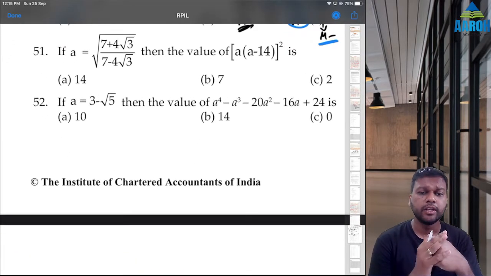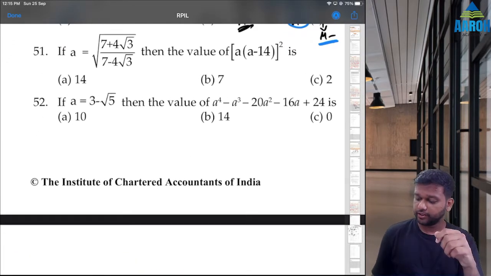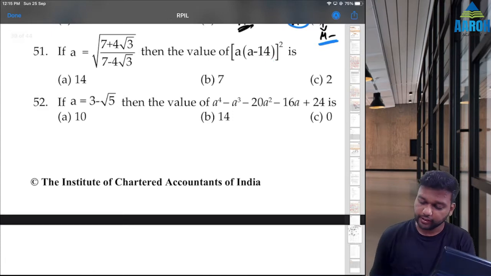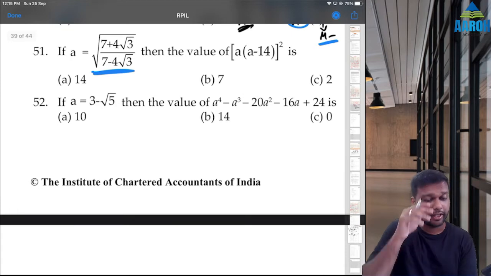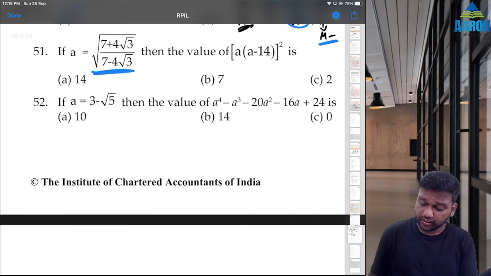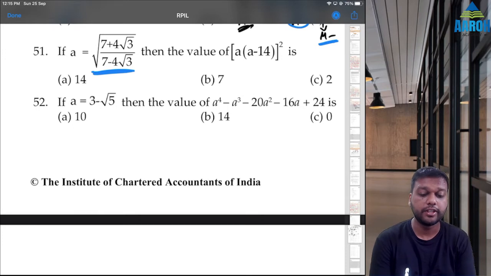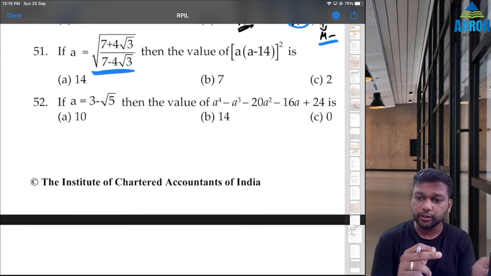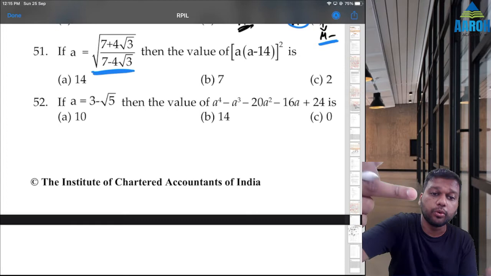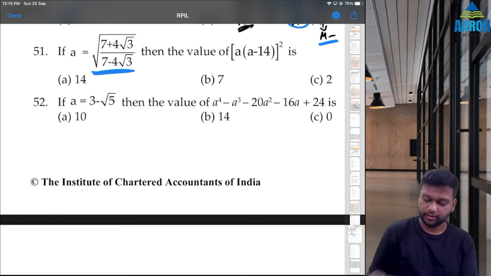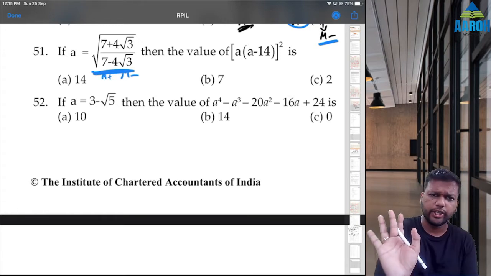51. If a is equal to this, then what is the value of this? Fine. Again we have to do the same thing. Find this on calculator. Now how to find this on calculator? Let's focus. First solve the denominator. Denominator is 4 into 3 root. On calculator you cannot press root 3, you have to press 3 and root. Okay. So 4 into 3 root M minus and 7 M plus. Okay. This M minus, this is M plus.